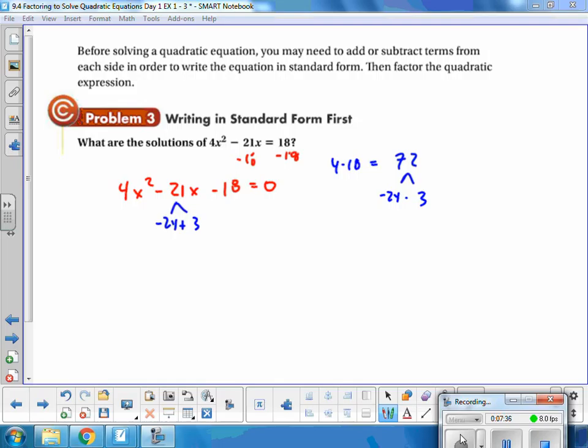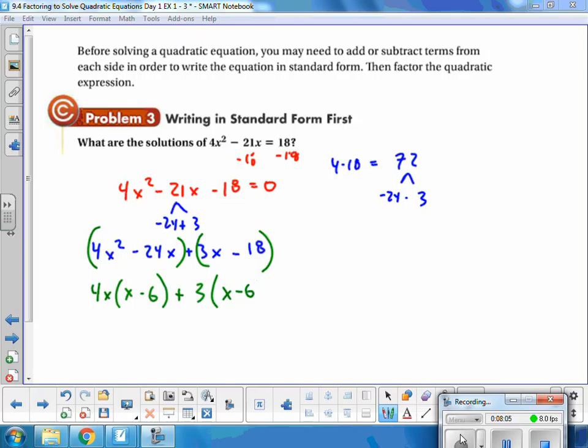So that means I can have 4x squared minus 24x plus 3x minus 18. I'm going to do some grouping here. I'm going to factor out my first group. I can factor out 4x out of that, end up with x minus 6. Plus I can factor a 3 out of that, I end up with x minus 6. That's good news. I like when I see that. So that's 4x plus 3 as my first binomial, and my second binomial is x minus 6.